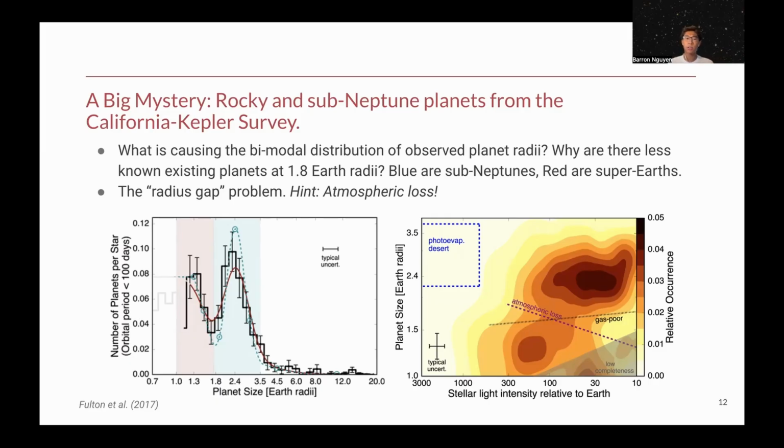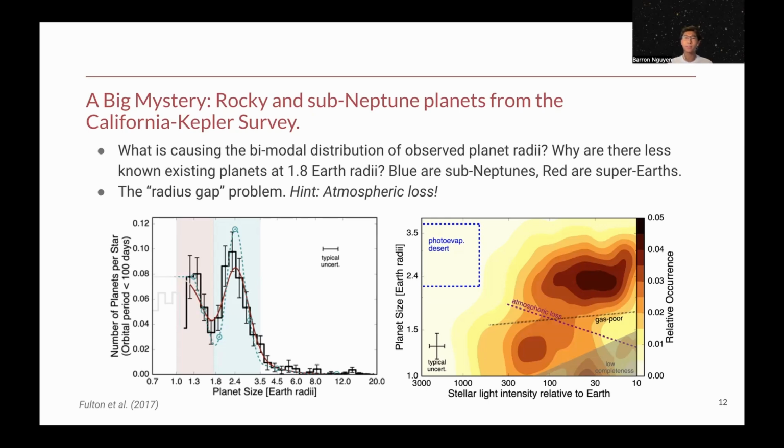The red is the rocky terrestrial planets, roughly below 1.8 times Earth's radius. And the blue area is sub-Neptunes, planets that are smaller than Neptune but bigger than perhaps a super Earth. This was a very curious observation made by the early California Kepler Survey. On the right, we have a top-down view of the same data, except comparing stellar light intensity and occurrence rates. Those dark contours are the two peaks, but in a bird's eye view. This is called the radius gap problem.